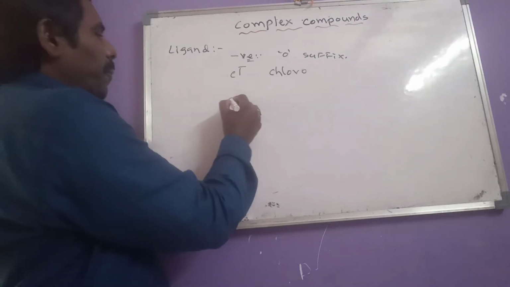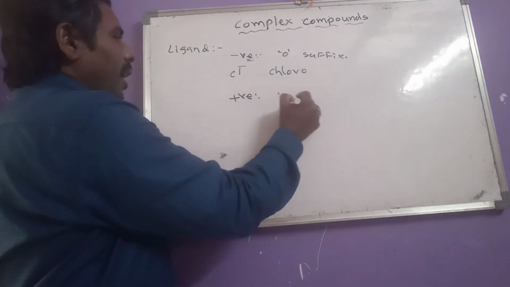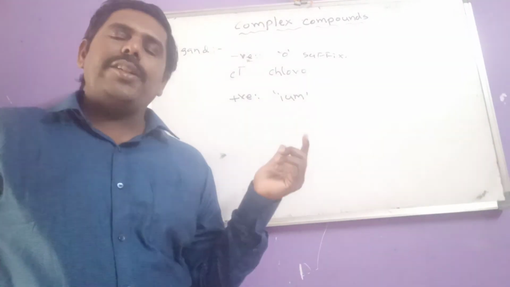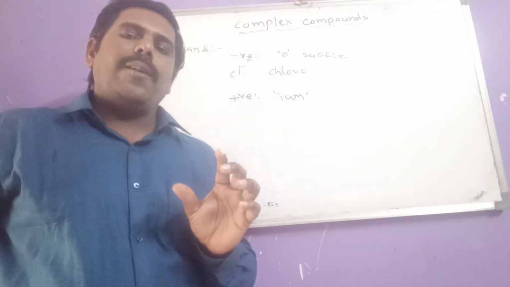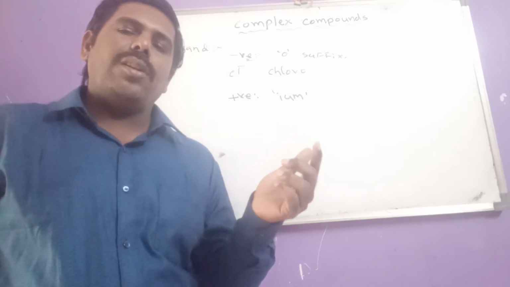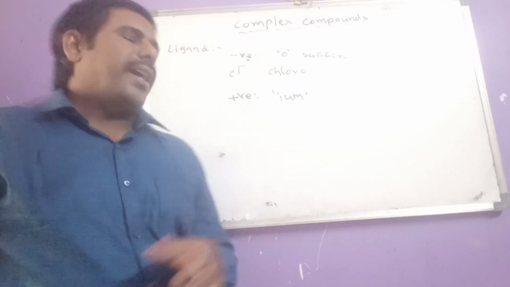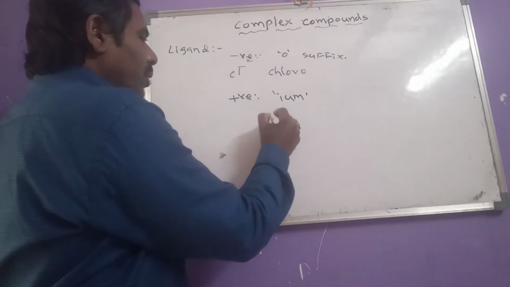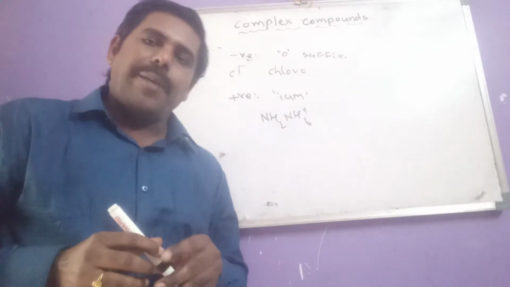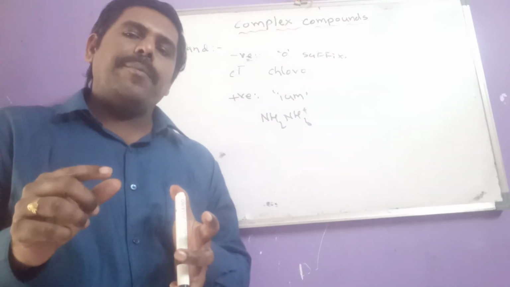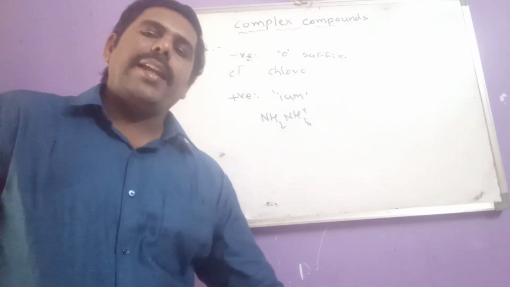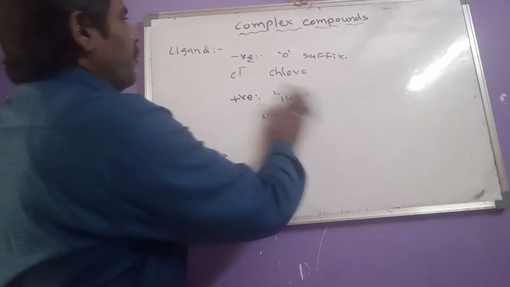Coming to positively charged ligands, the 'ium' suffix is added to the name. For example, NO2+ is known as nitronium. Another one, NH2NH3+, is named hydrazinium. The 'ium' suffix should be added to positively charged ligands. Then we come to the classification of ligands.